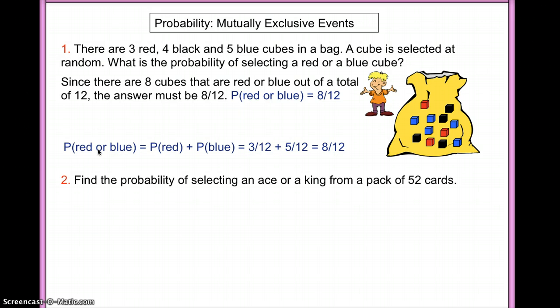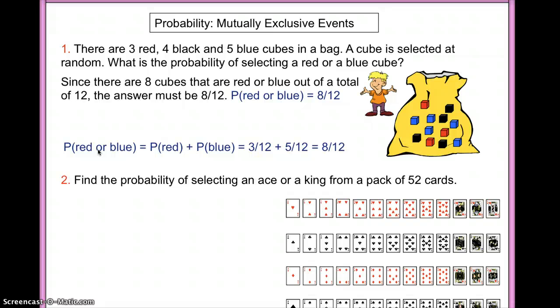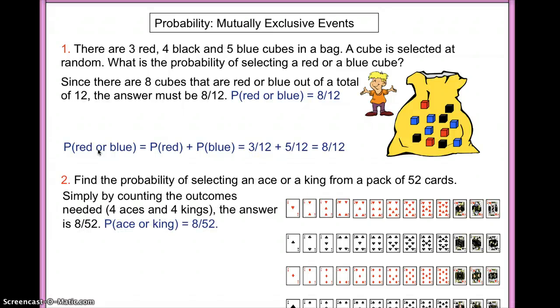Another one: you're given a deck of cards, and what's the probability of finding an ace or a king? Here are the cards. It's 8 out of 52. You count the number of aces: 1, 2, 3, 4. So that's 4 out of 52, plus the probability of the king; there are 1, 2, 3, 4 kings. So 4 plus 4 is 8, and the same total number of outcomes, 8 out of 52.